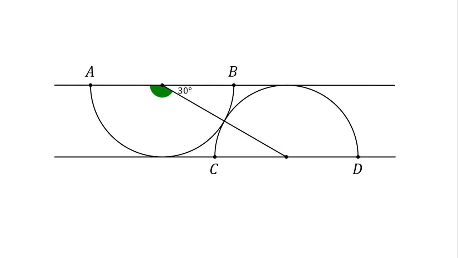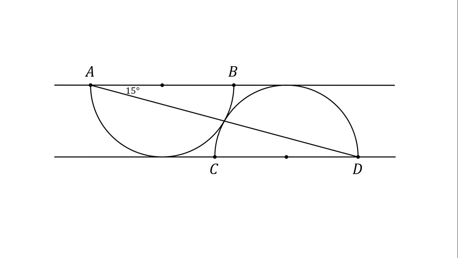And so this angle must be equal to 180 degrees minus 30 degrees, which is 150 degrees. Now let's connect points A and D. Focus on this triangle. Since two sides of this triangle are radii of semicircle AB, this triangle must be isosceles, and so the other two angles of this triangle must measure 15 degrees each.